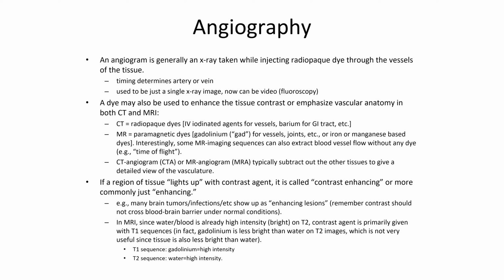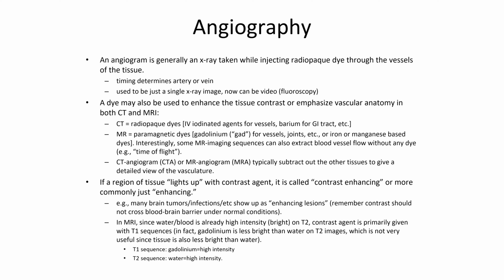And you can also use other types of dyes for MRI. So if it's paramagnetic, you can use something like gadolinium to make a contrast agent for MR images. And then with those, we can actually extract angiograms. So these are like the modern day angiograms, a CT angiogram or an MR angiogram, which subtract out all the other tissues to give this detailed view of the vasculature itself.